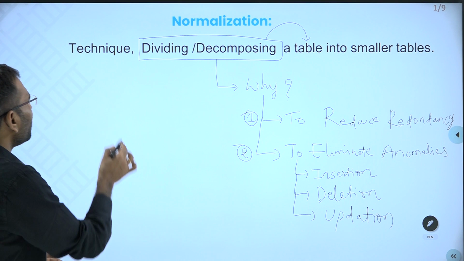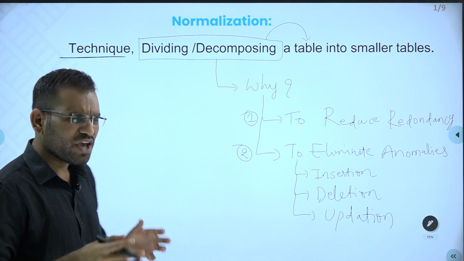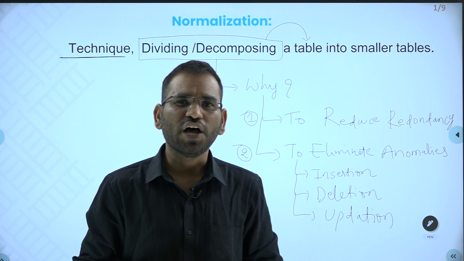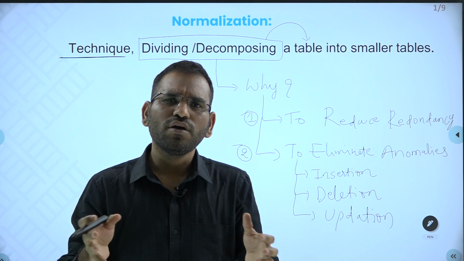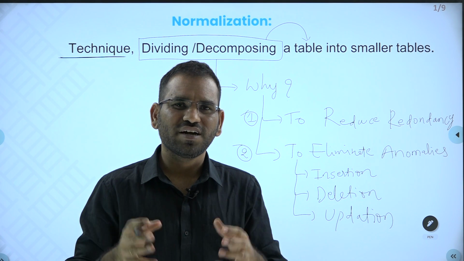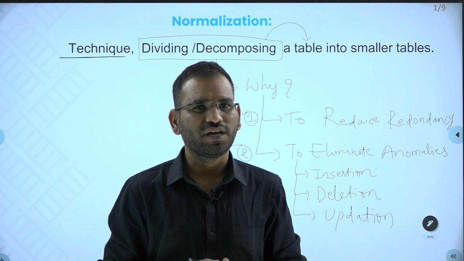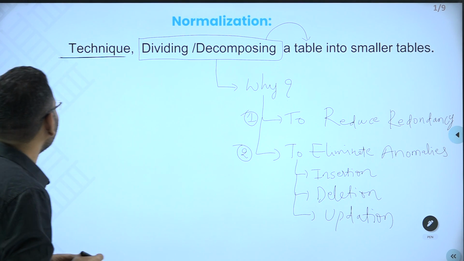As I am telling, normalization is a technique. So are we having only one technique, or are we having multiple techniques? Your doubt is correct. We are not having one technique, we are having multiple techniques. We will see what those multiple techniques are.